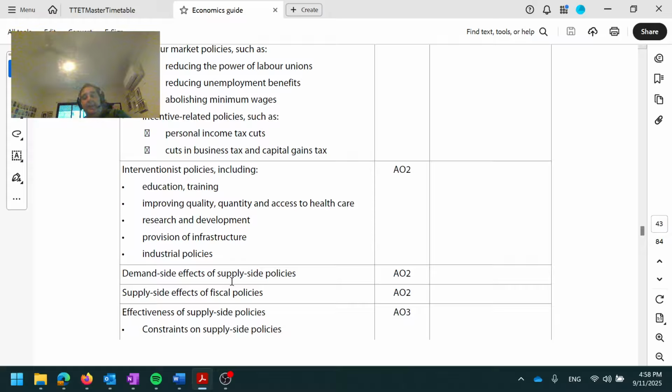Understand that fiscal policy in the short term is demand management, so shifting the AD out to the right or left depending upon whether it's expansionary or contractionary. But also, if you look at these interventionist policies, some of them come through the fiscal side of things, and they will have supply side effects in the medium to longer term. So keep that in mind. Both curves could be shifting.